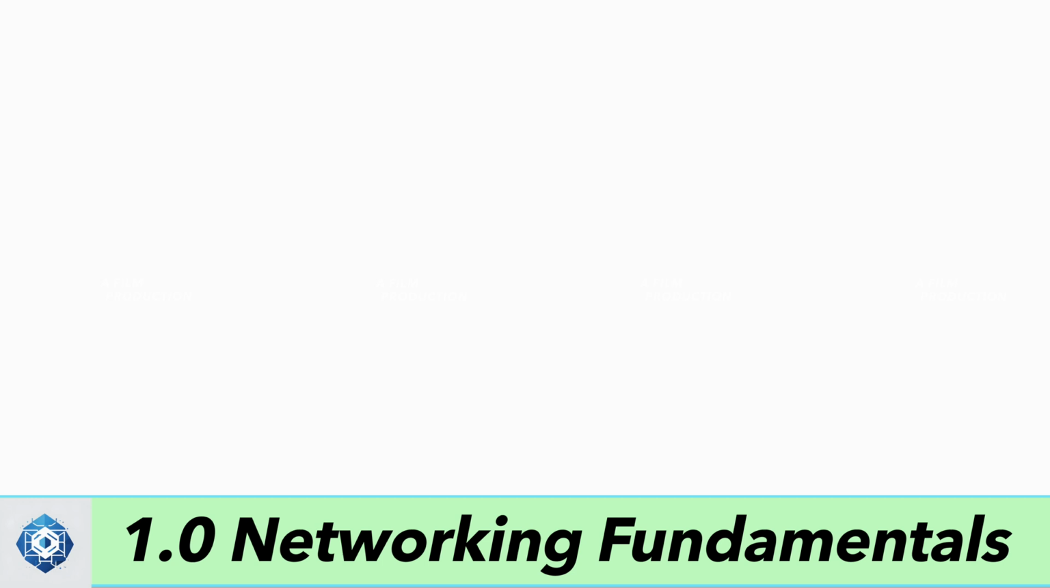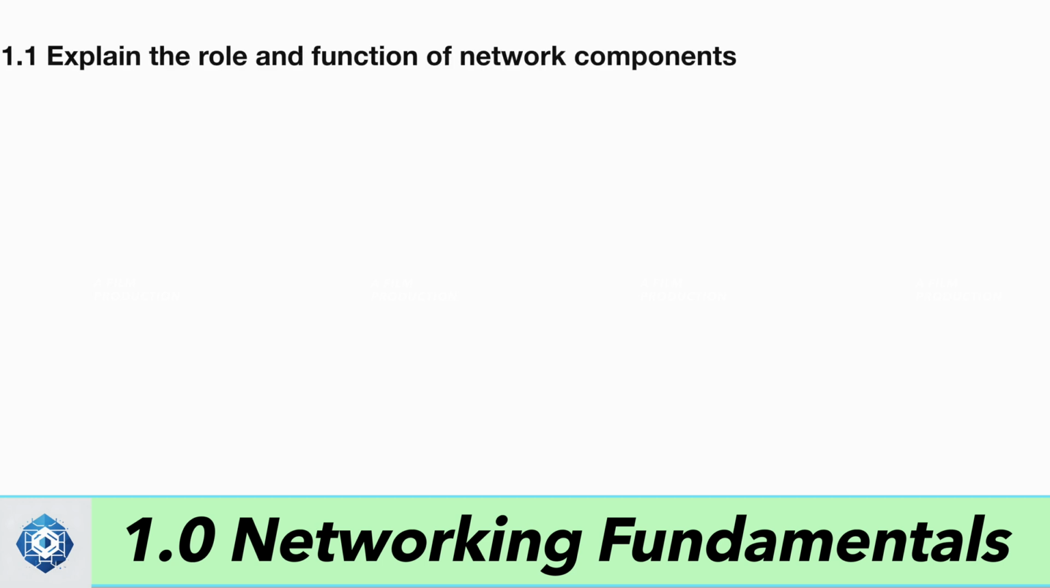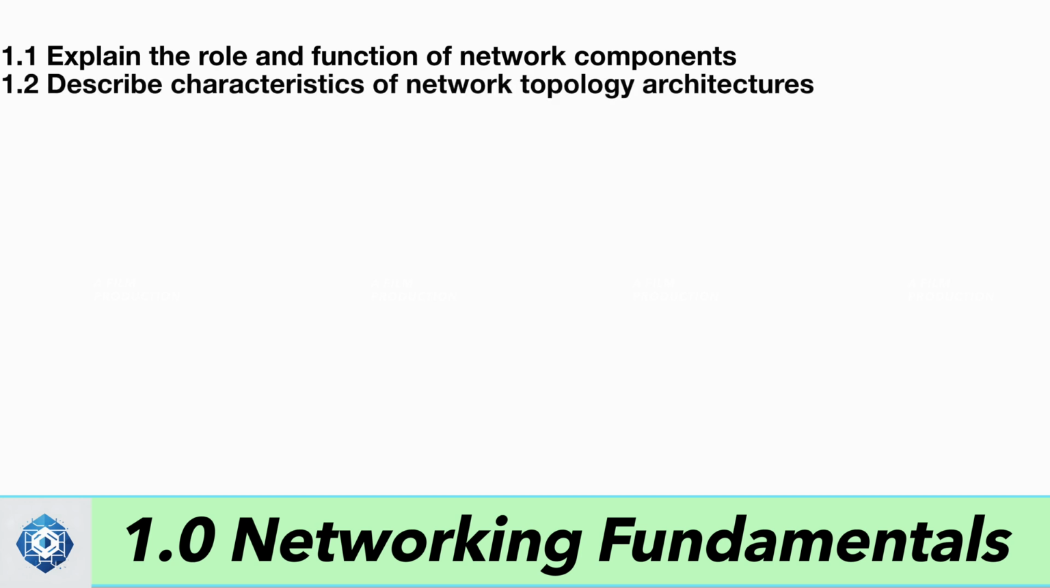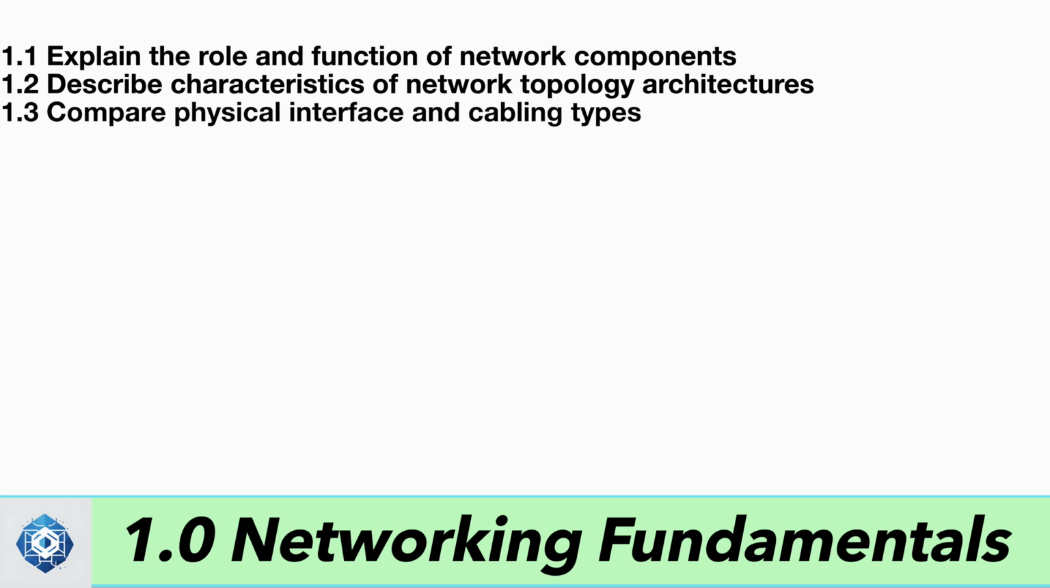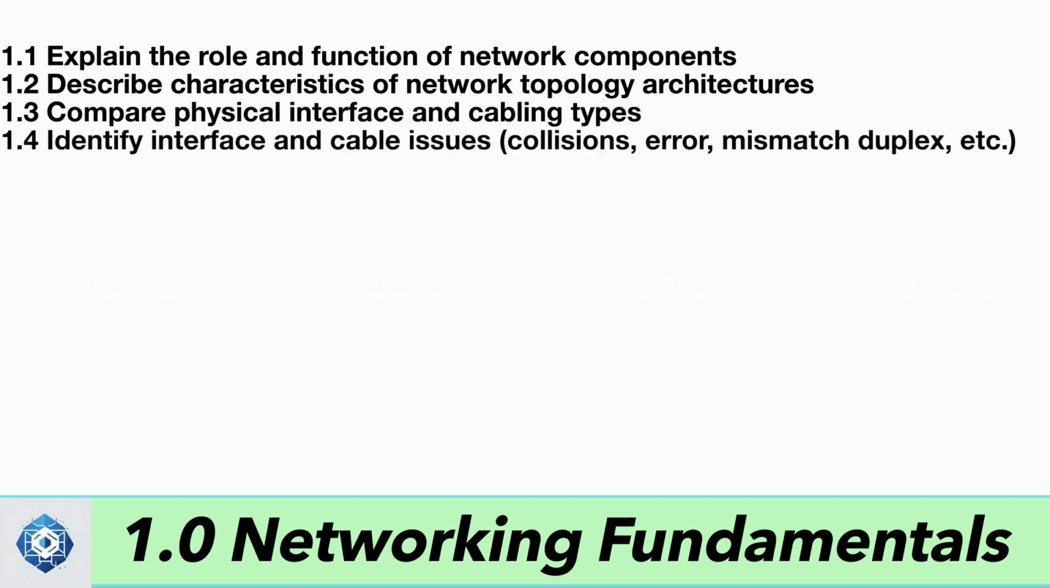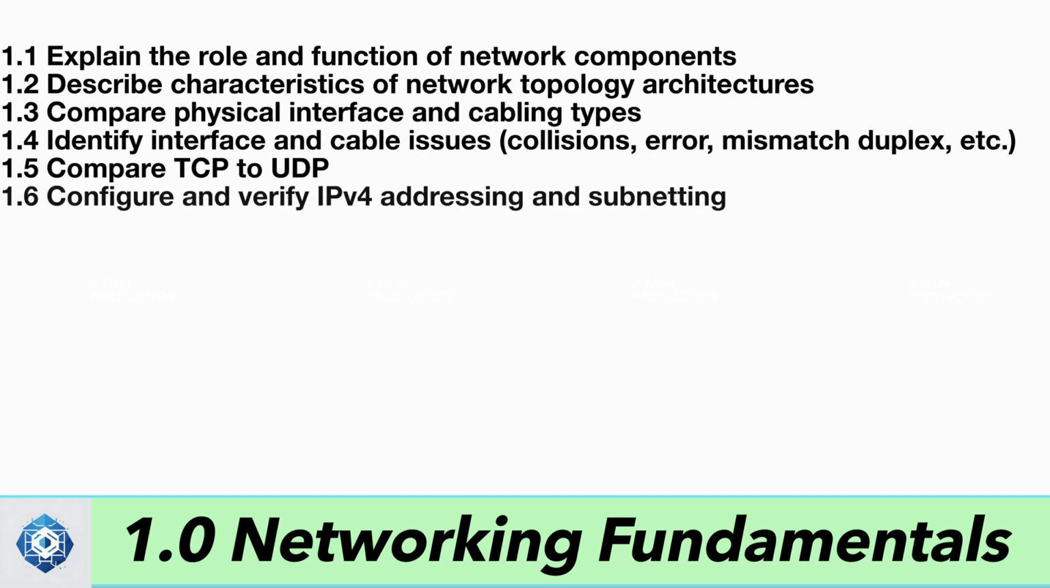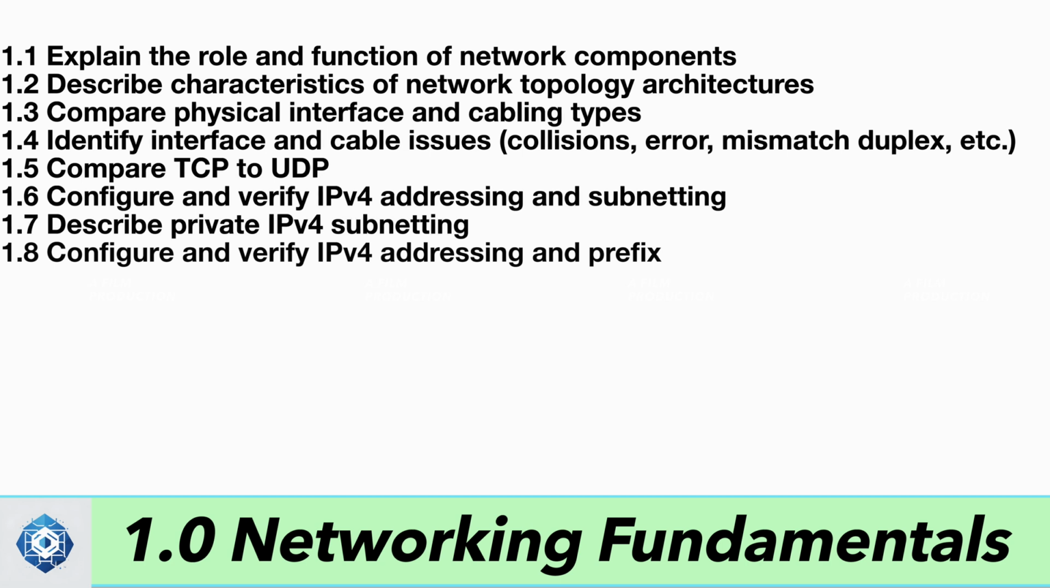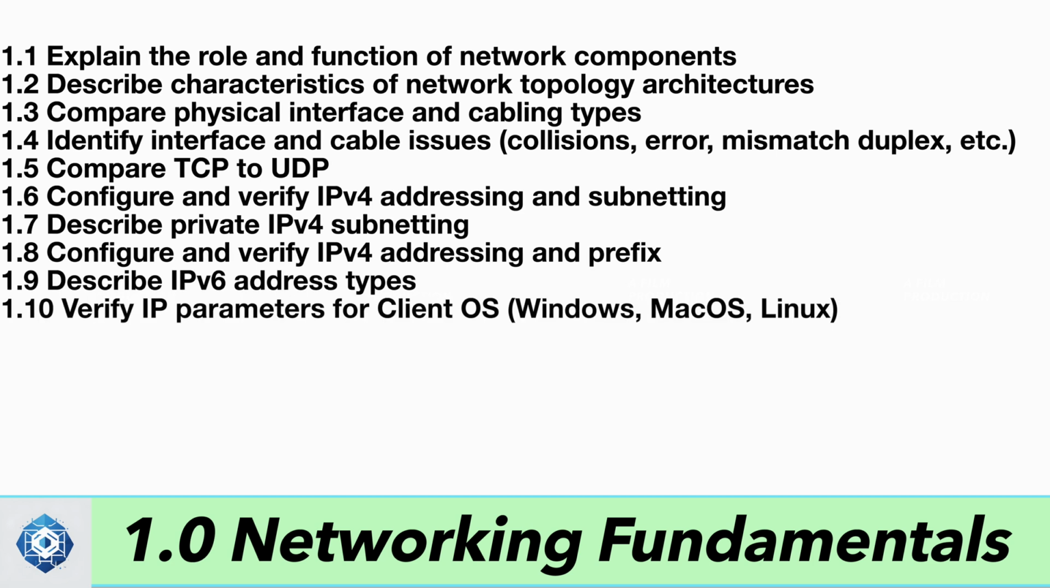Looking under the 1.0 Networking Fundamentals category, this group basically says that you will need to explain the role and function of network concepts, characteristics of network topology architectures, physical interfaces and cabling types, identify interface and cabling issues such as collisions, errors, mismatch duplex, and others, compare TCP and UDP, configure and verify IPv4 addressing and subnetting, describe private IPv4 addressing, configure and verify IPv6 addressing and prefix, describe IPv6 address types, and verify parameters for client OS such as Windows, Mac OS, and Linux.